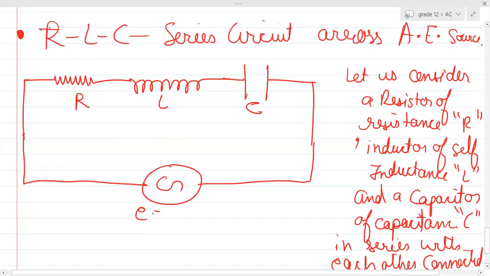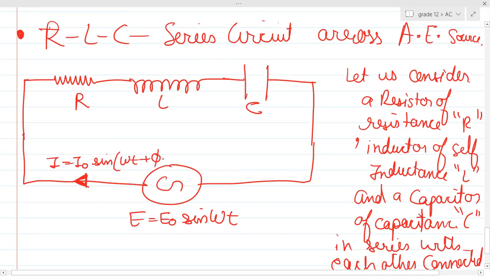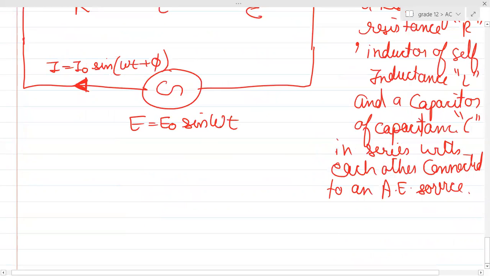What is the EMF of this source? The EMF of the source is E equals E naught sine omega t. Let us assume, guys, that in this particular case, I equals I naught sine omega t plus phi. So over here, I am assuming that this phi is positive, and if phi is positive, that implies the current is leading, right? If I compare both of them, can I say what is phi?